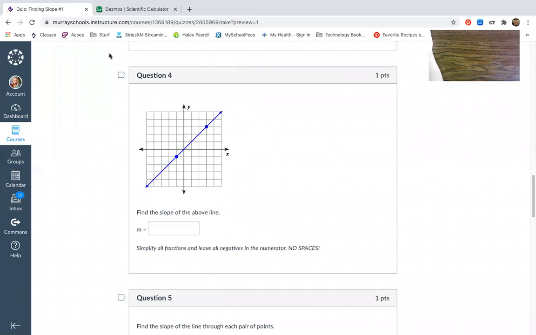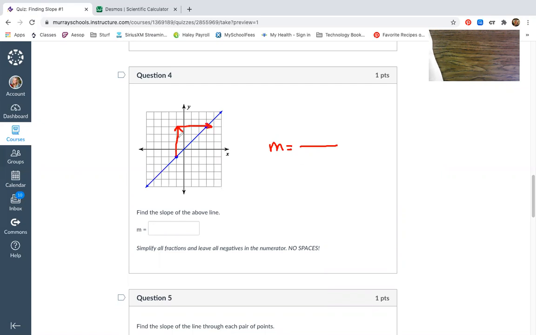So on question 4, first thing that I need to do is count the rise over run. Remember, there's going to be a fraction, m equals. The numerator is going to be my rise, denominator will be my run. So if I start here, I can go up and to the right. Remember, you're making that right triangle.